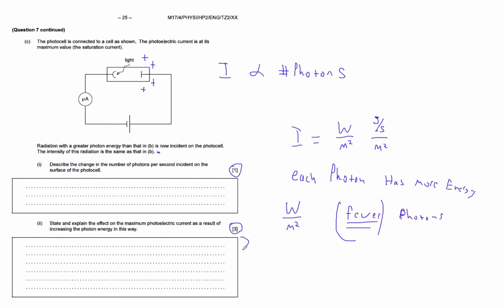Make an argument for what that would do to the current. You need to make the point, though, that there's a one-to-one correspondence between photons and electrons. If you have fewer electrons than that, well, then that'll affect the current, won't it? Okay. All right.